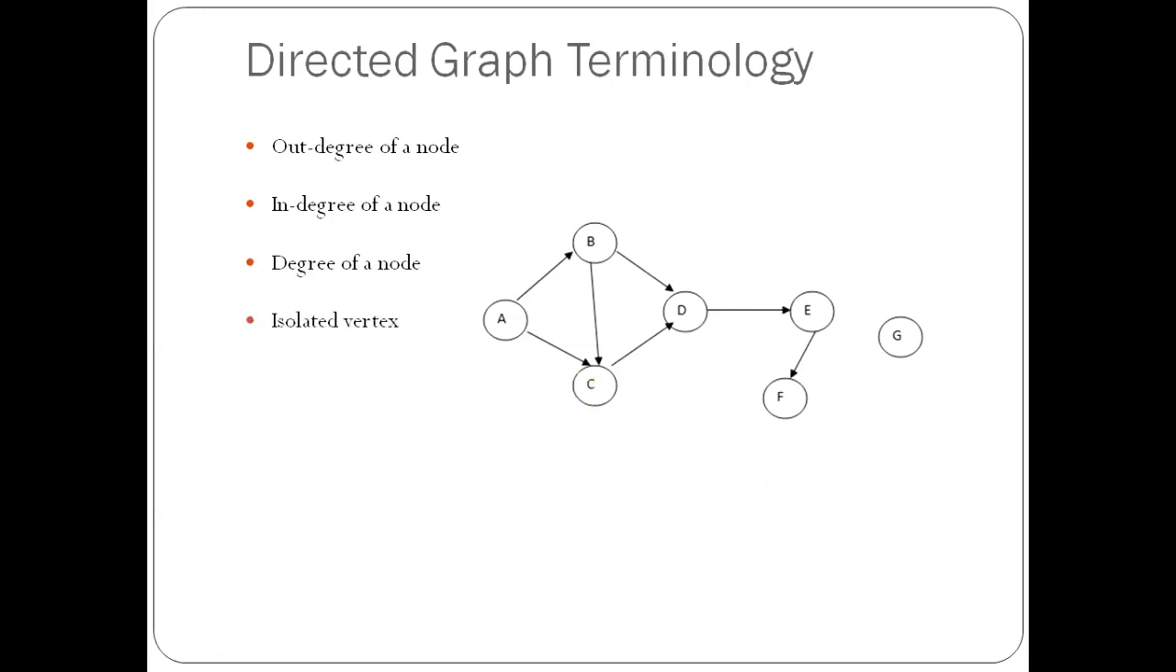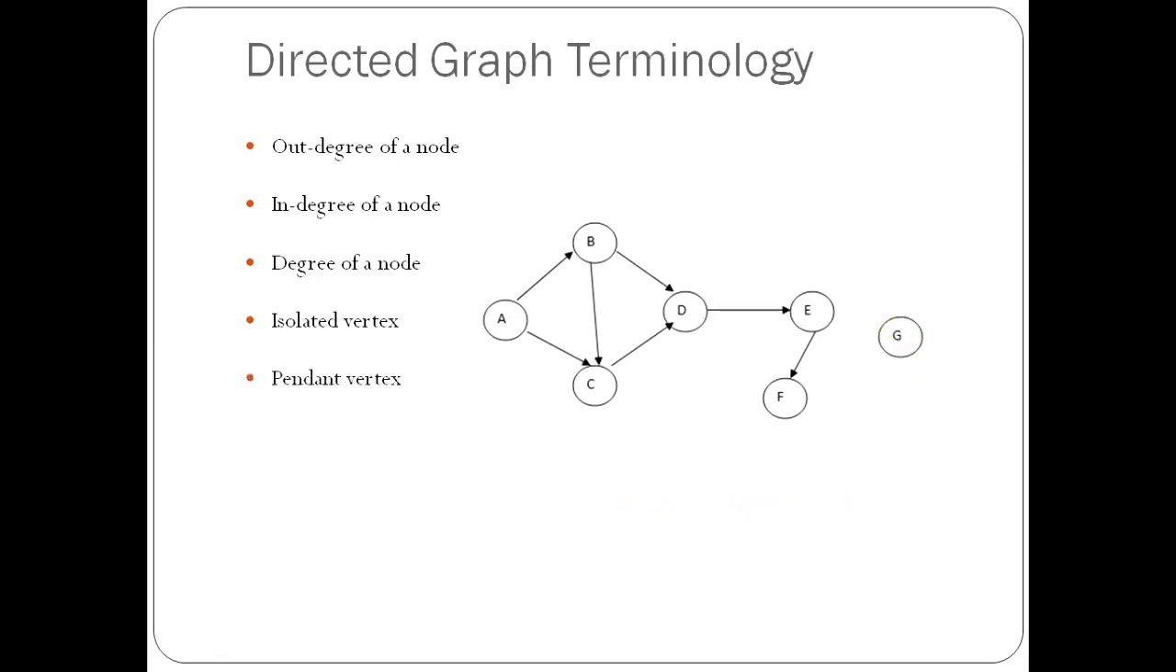The isolated vertex. An isolated vertex is a vertex having degree equal to 0. If we consider our example, node G is a node which does not have any inward or outward edges. It means that it has a degree of 0. So for our given graph, G is the isolated vertex.